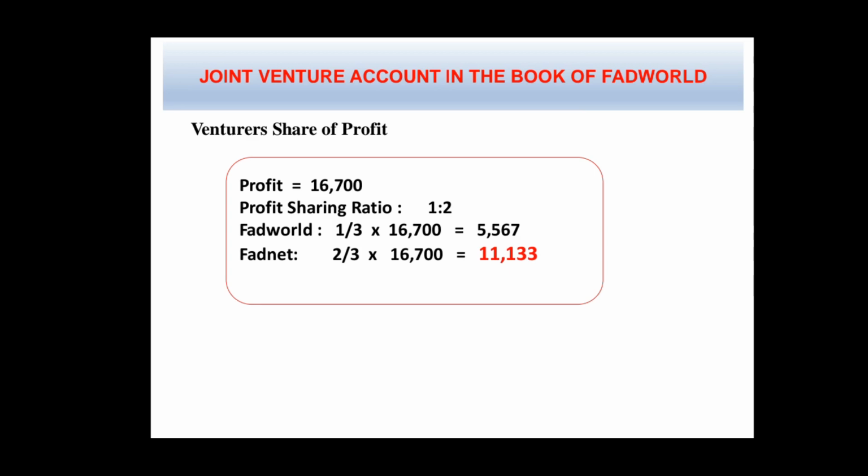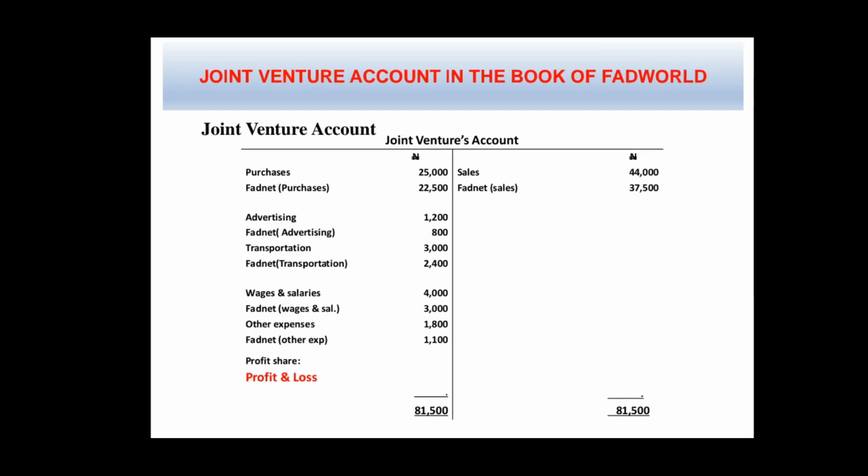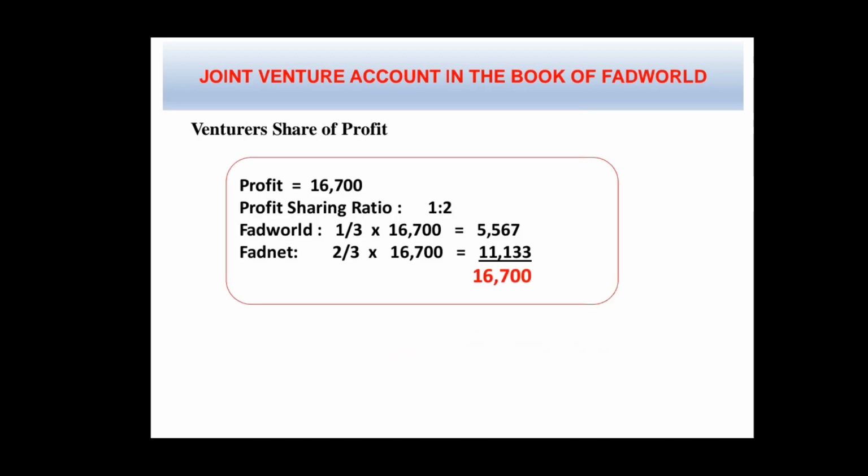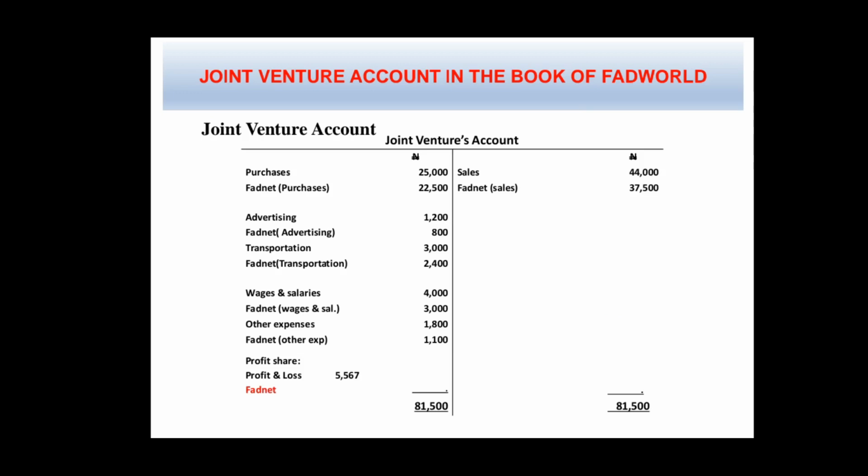So we go back to our joint ventures account to add their various share of profit. So the total of the two, we can see it gives us 16,700. So share of profit, just like I said, since Fadward is the one preparing account, Fadward's share of profit goes to the profit and loss account. That's the reason why we say profit and loss account. That's for Fadward, 5,567. While Fadnet share of profit is how much? 11,133. Then we go back to Fadnet, 11,133. If we add the two together, that will give us 16,700. We can see that the two accounts now balanced. If we add 16,700 to other entries we have at the debit side, it's going to give us 81,500.